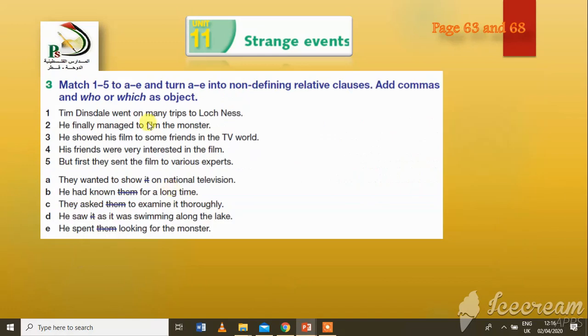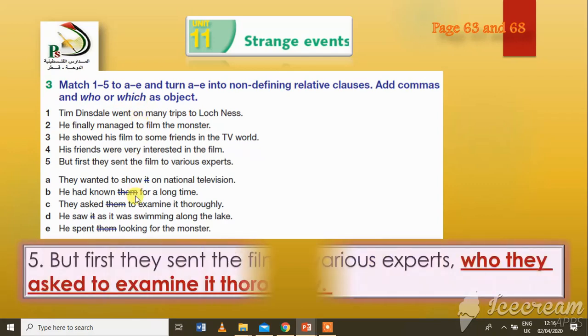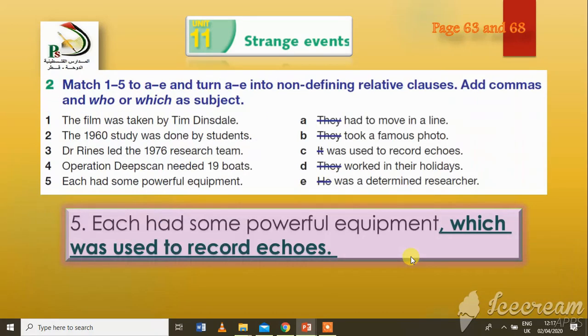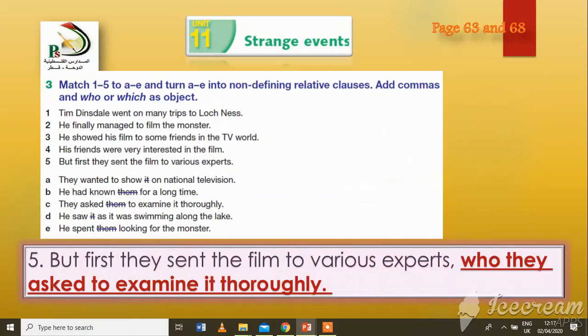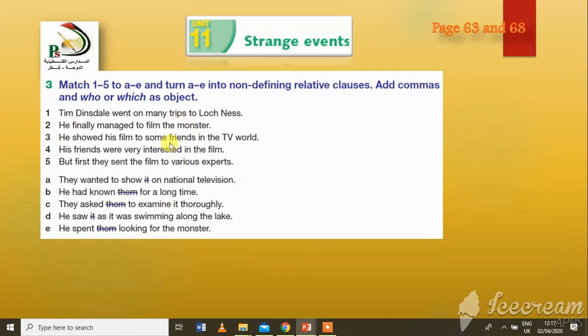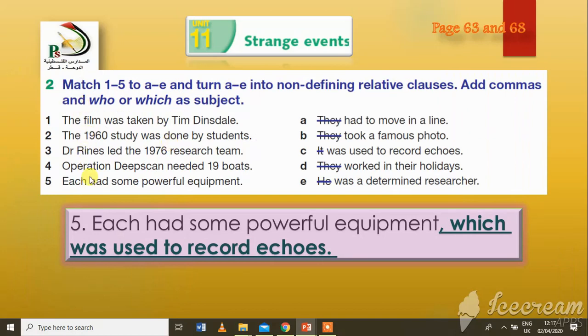Activity number 3: match 1 to 5 to A to E and turn A to E into non-defining relative clauses. Again add commas. You will use only who or which, not that. I did one for you. But first they sent the film to various experts, who they asked to examine it thoroughly. Who they asked. Who refers to the object. That was 2 activities, activity 2 and activity 3. You have the homework for 1 to 4, and in activity 2 you have the homework from 1 to 4 as well.